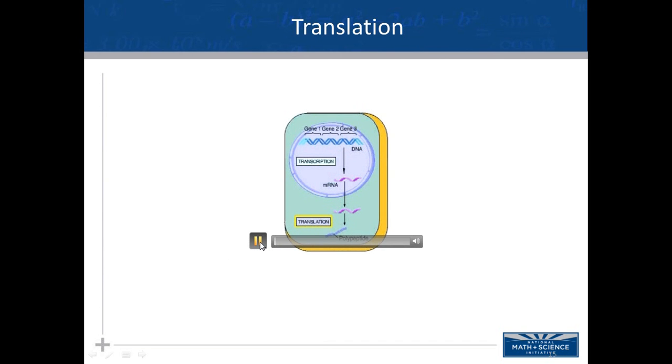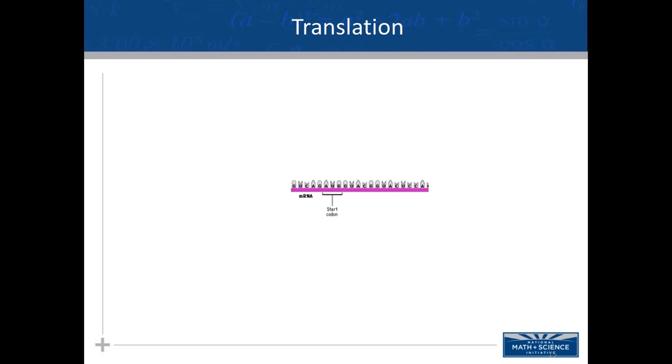In translation, a cell reads the message in a messenger RNA molecule, mRNA, and assembles a polypeptide accordingly. We can divide translation, the process of building a polypeptide, into 3 stages: initiation, elongation, and termination. Translation is initiated when a small ribosomal subunit binds to an mRNA molecule.